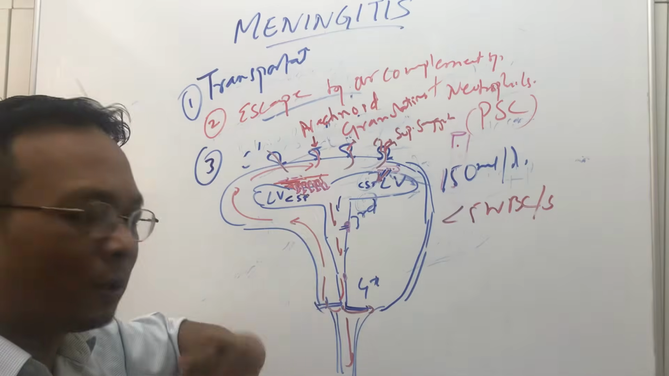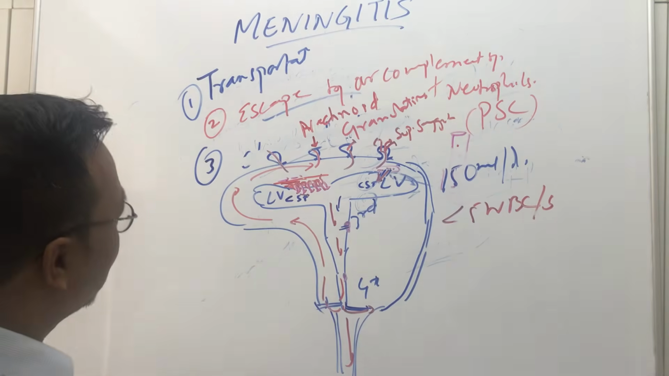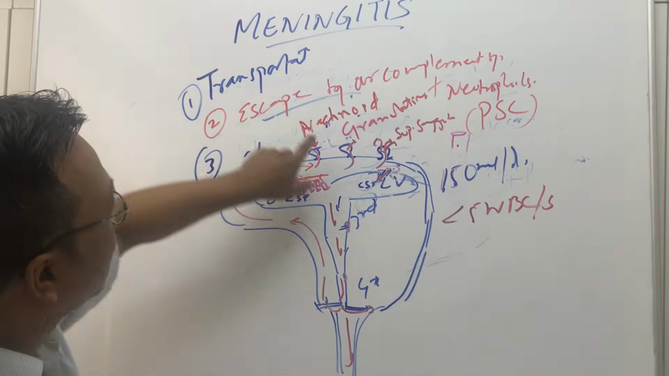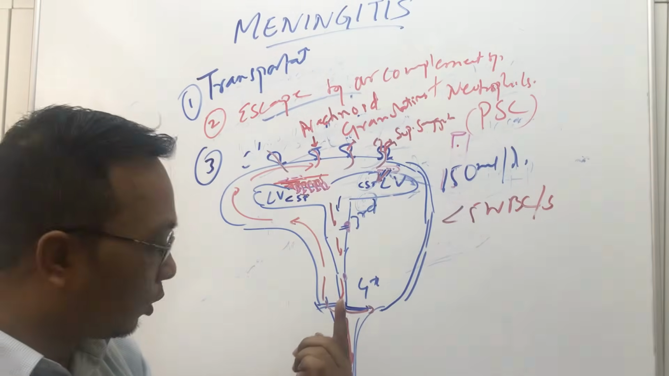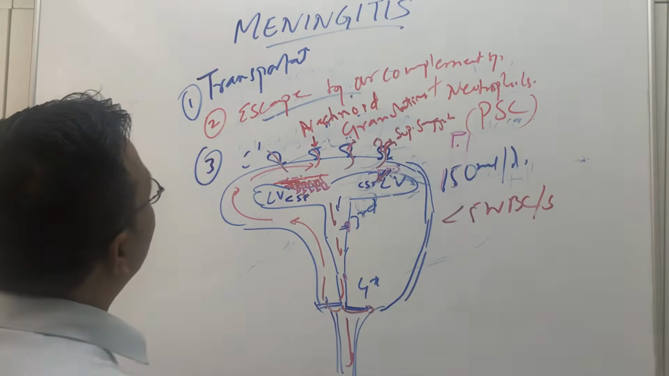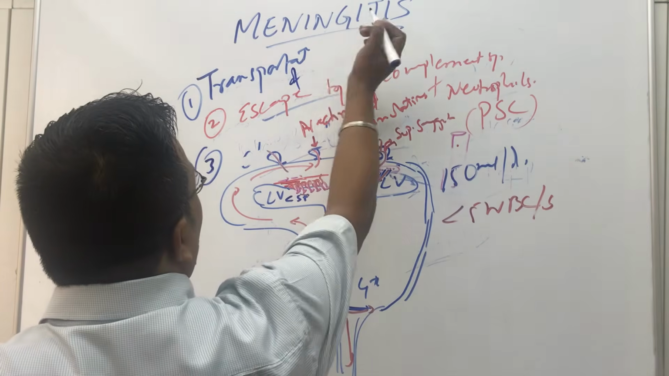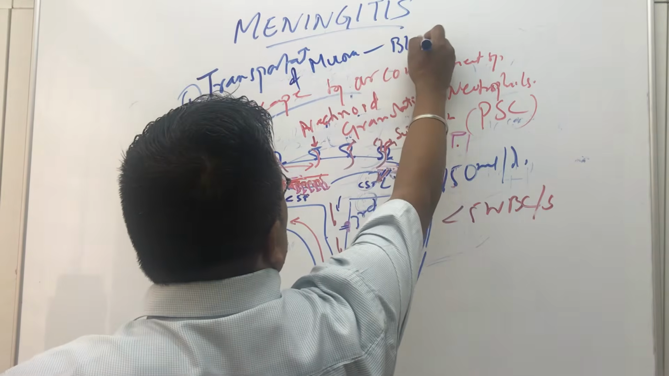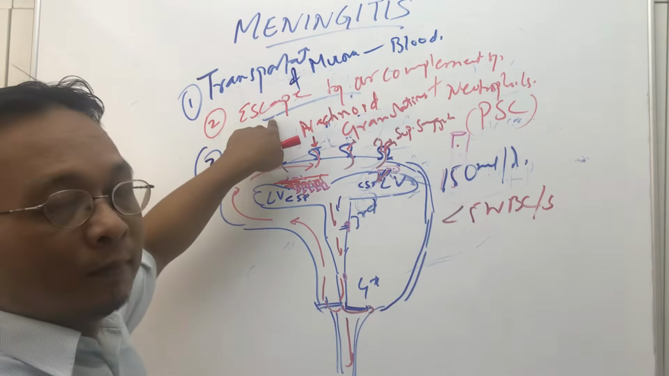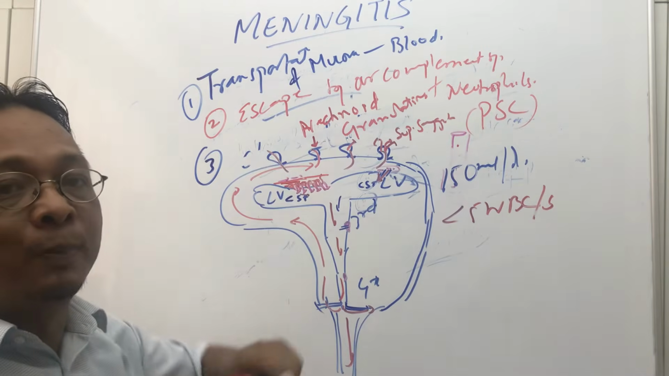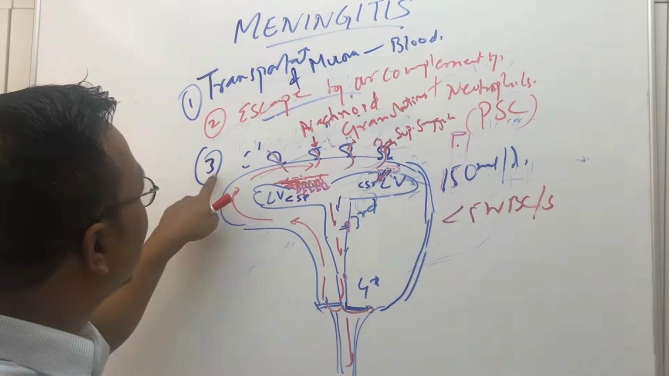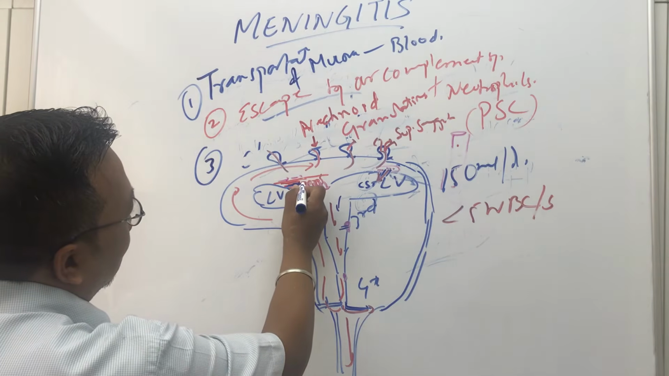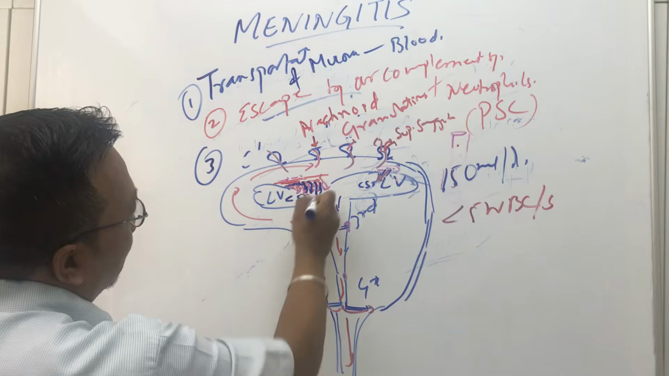We will not discuss much about the functions of CSF. We know the functions of CSF. So we are going back to the pathophysiology of meningitis. First, there is transportation of bacteria from the nasal mucosa to the blood. Then they escape our complement system because of the presence of the polysaccharide capsule. Third is attacking the choroid plexus. Here they penetrate.